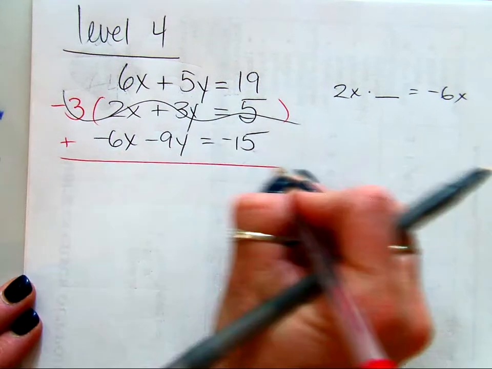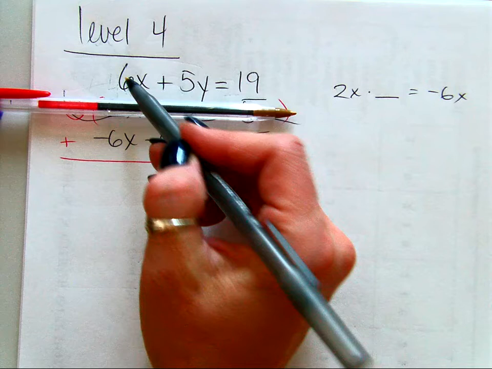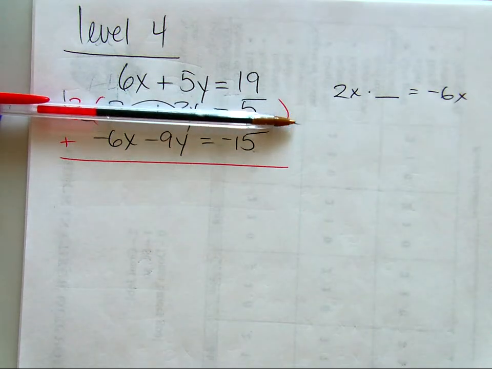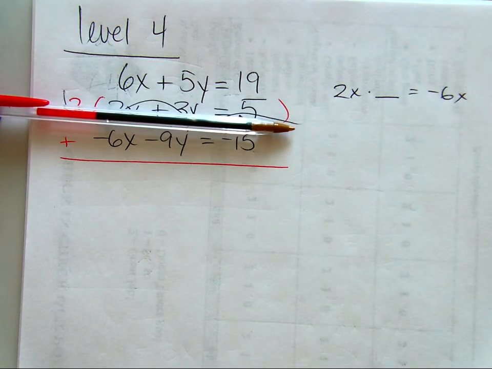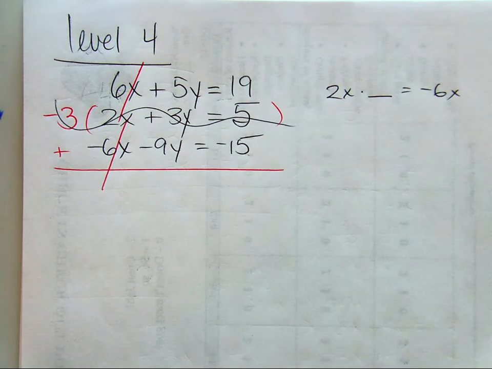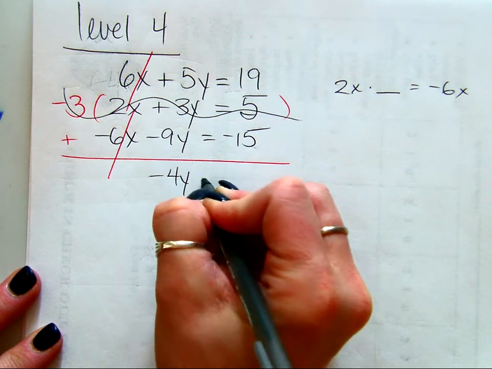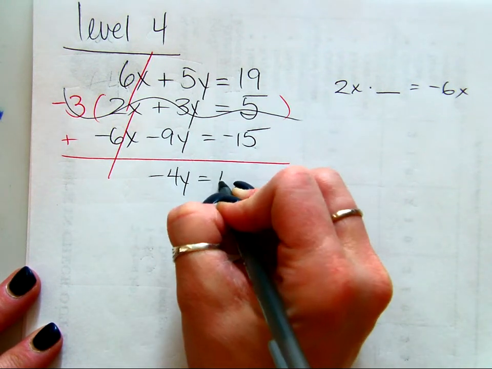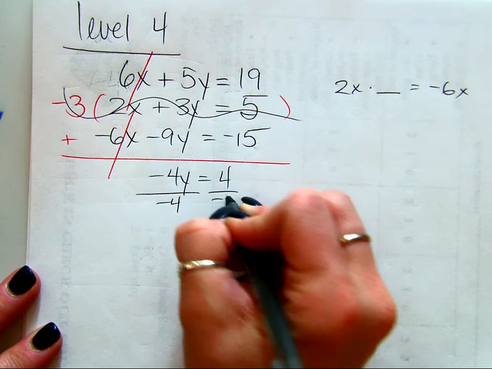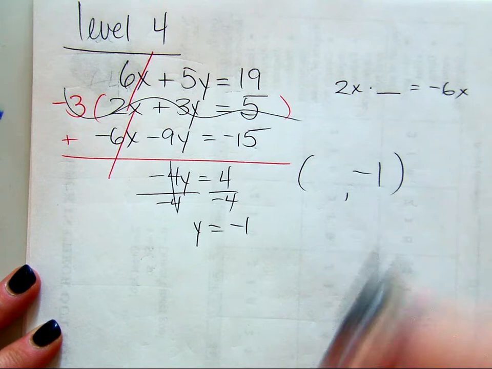And that's up to you. If that bothers you being there, you can just ignore it, because these are the two equations that I really want to use. So now I'm good to go. The x's cancel, and then the rest is kind of a piece of cake from there. Negative 4y equals positive 4. And then we have that our y value is negative 1.